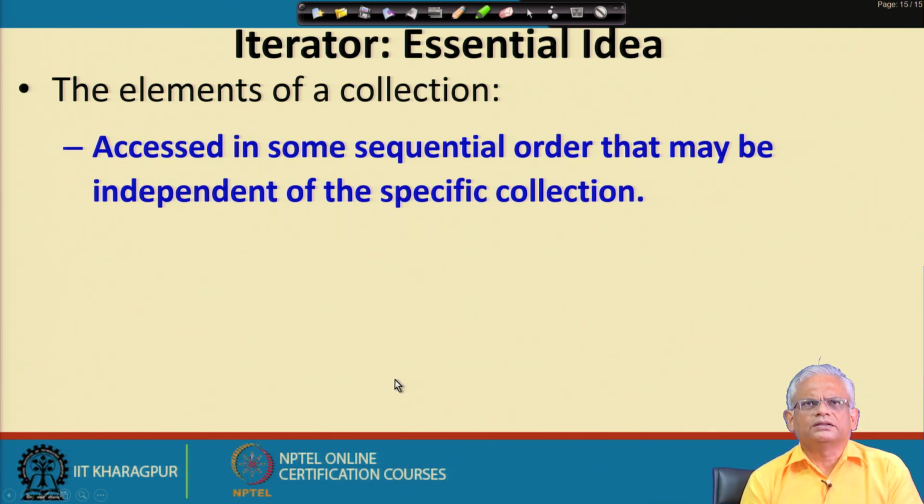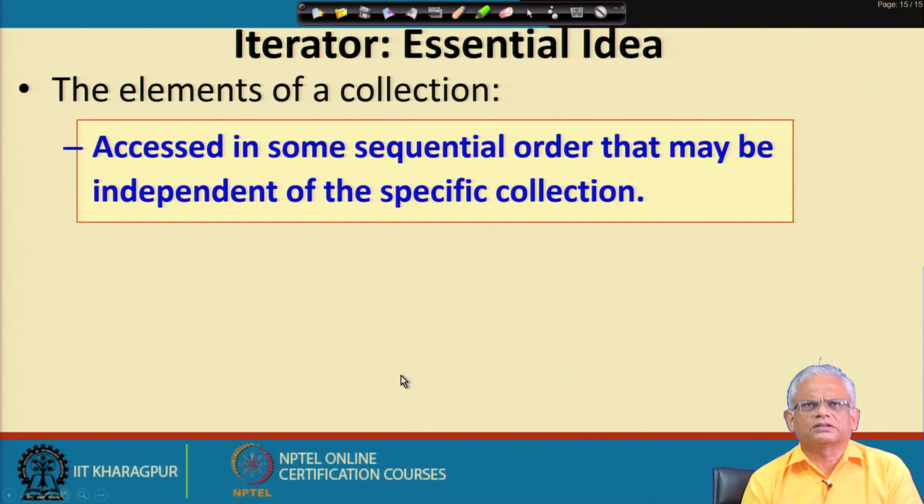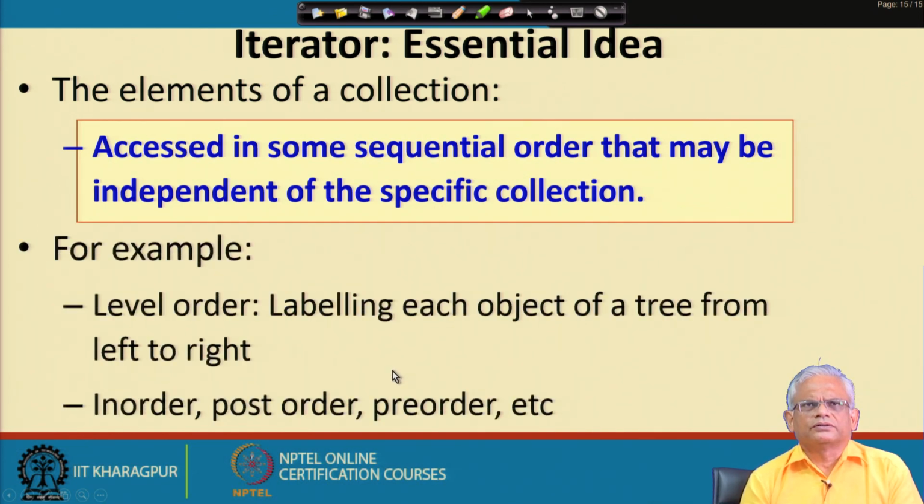The main idea: access elements of an aggregation in some sequential order that is independent of the specific collection. We might define what is level order, and given any tree, we can just have an iterator which does the level order traversal, in-order, post-order, pre-order traversal and so on.